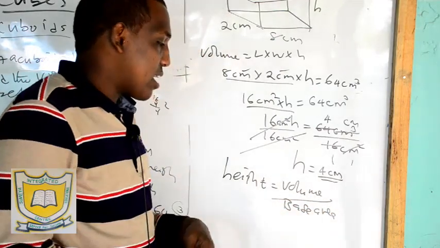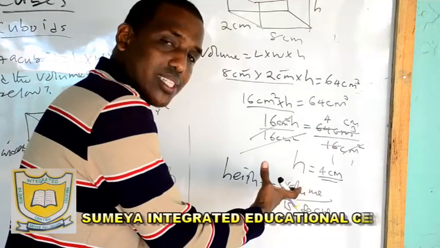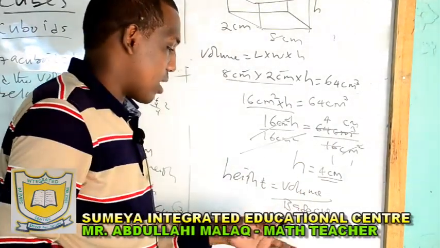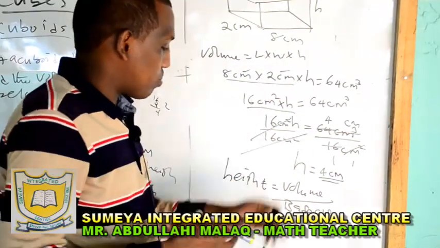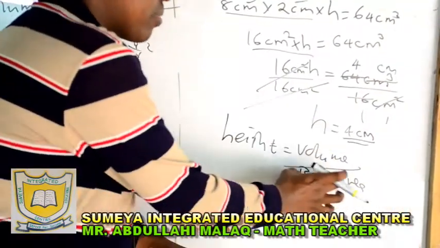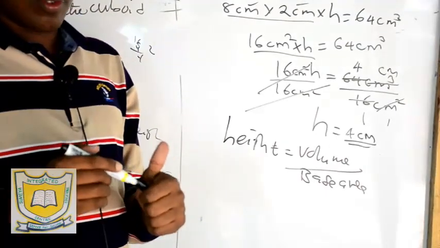That's how we get it. Even if they ask the width, the formula remains the same. How do you get the width? You use the formula length times width times height. But whenever you ask the height, you divide the volume by the base area.